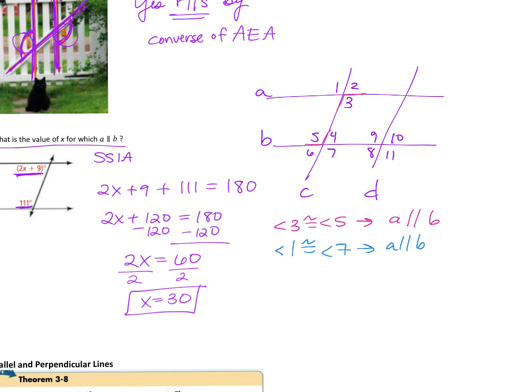What if I said that angle 4 plus angle 9 equals 180? C and D would be parallel. Then C has to be parallel to D, right? Here's 4. Here's 9. We are not even touching line A. So we don't know anything about it. That would have to be C is parallel to D. Can you see that okay? Okay. Any questions on those?